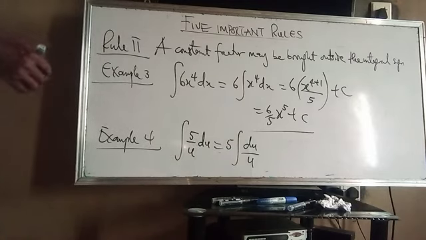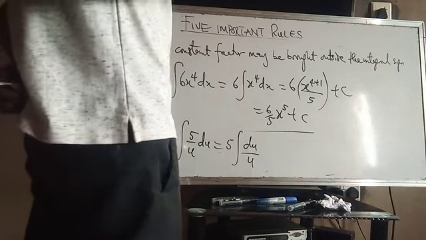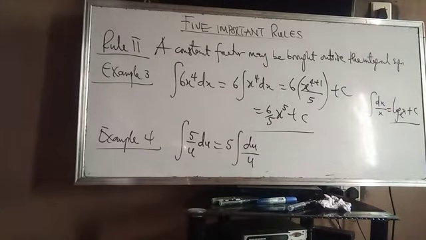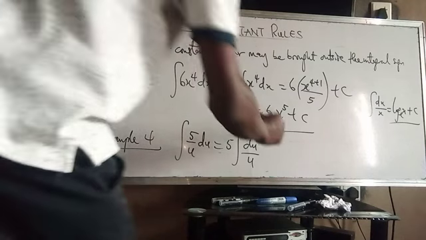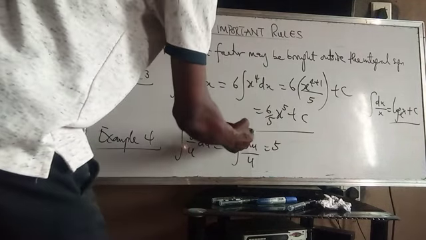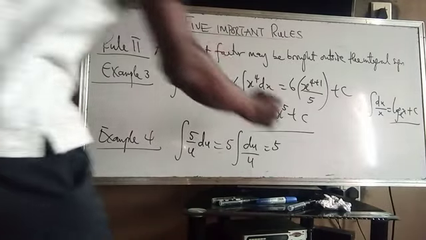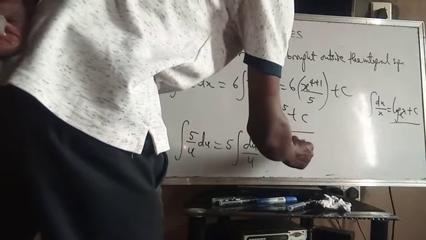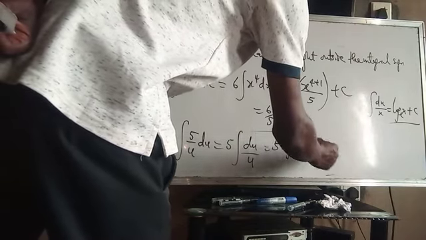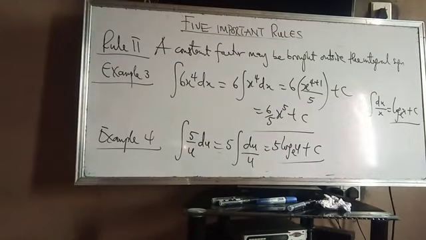Okay? And if you could recall, in one of our standard forms, we said the integral of dx all over x is log x base e plus c. Yes, it's there. Check the standard form. So that implies that we now have what? 5, and this du over u is equivalent to dx over x. So now we have what? Log u base e plus c.